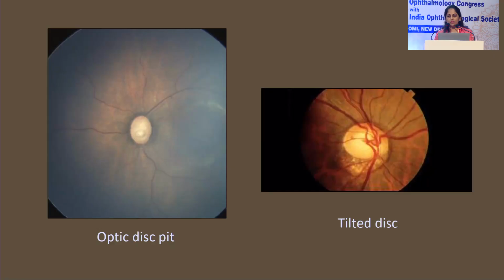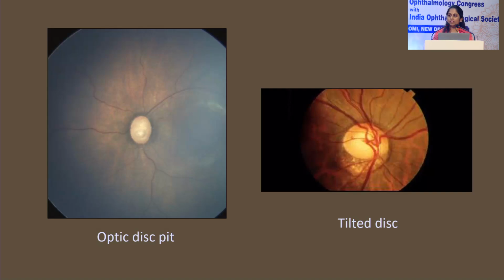These are other common anomalies which we find, that is the optic disc pit, which is usually asymptomatic, but they can present with serous macular detachments at a later age, third or fourth decade of life. So it's important to make a note of it when you identify it in a kid.